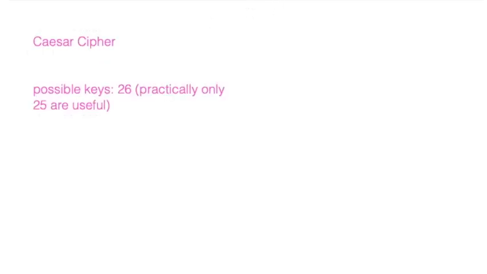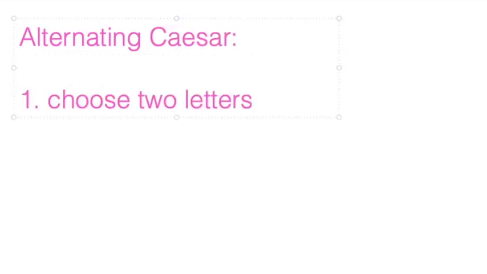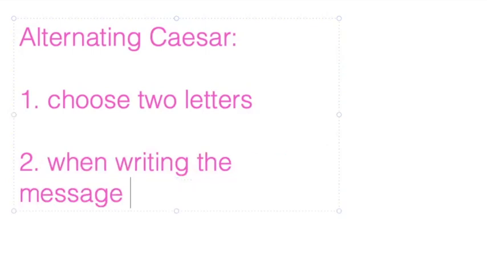I'm going to propose a new type of Caesar cipher to you, which is called the alternating Caesar cipher. Instead of picking one key, instead of picking one letter, I'm going to pick two letters. And when I write my message, I'm going to alternate which letter I'm using to shift. Now you alternate them directly. You go one then the other, one then the other.